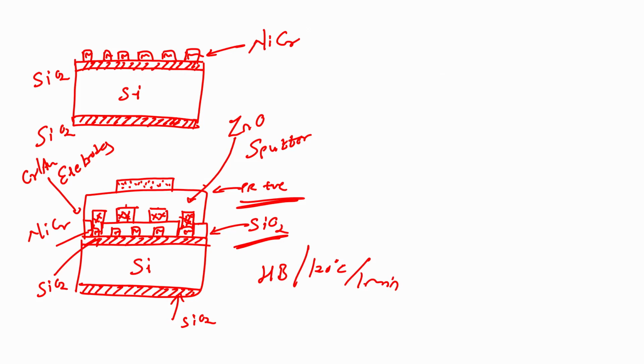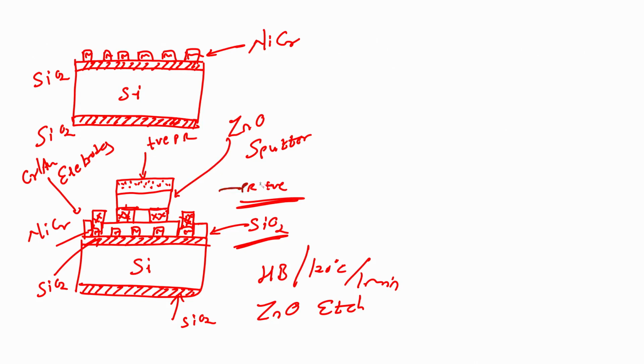And then I will dip this wafer in zinc oxide etchant. If I dip this wafer in ZnO etchant, what will happen? I will have zinc oxide only on this area, right, only on this area. Why? Because this area is protected by the photoresist, correct.